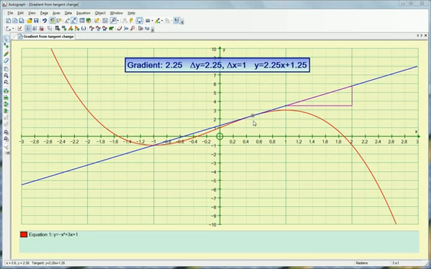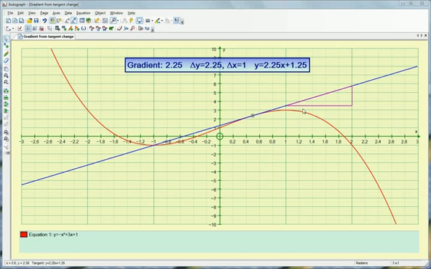At this point, the gradient of the tangent is 2.25, which is recorded at the top here. That gradient is found by drawing a triangle on the tangent and then measuring the height, which is 2.25 here, over the base of the triangle, which is 1.